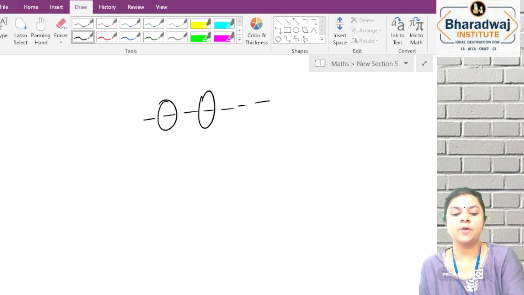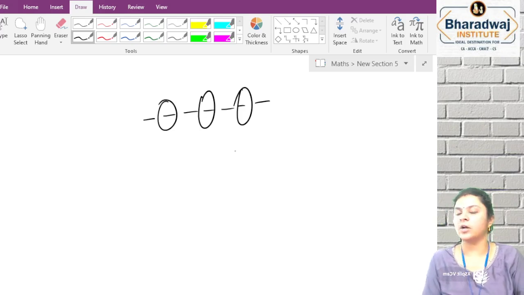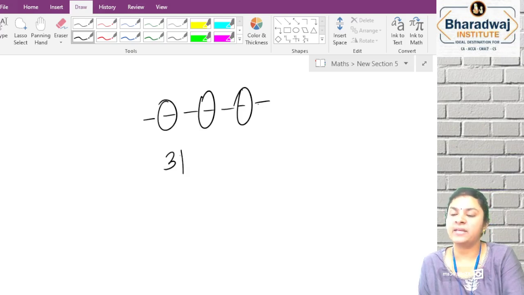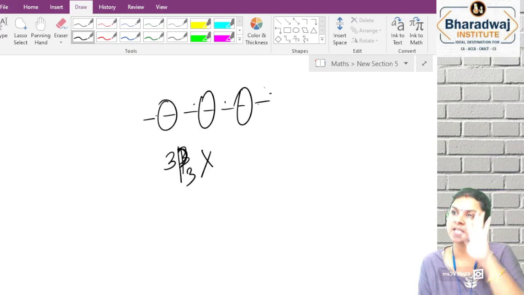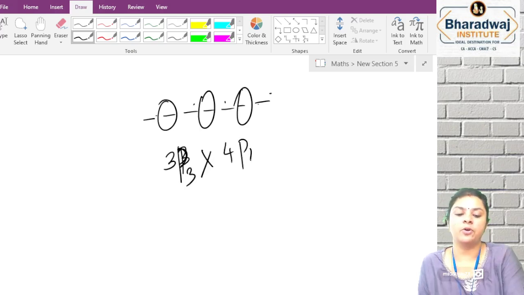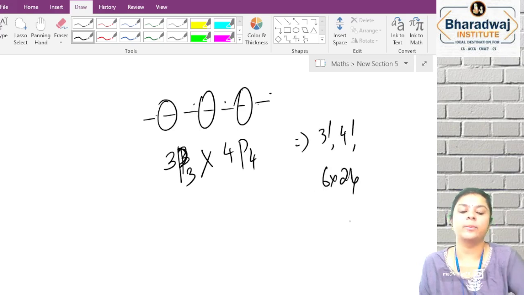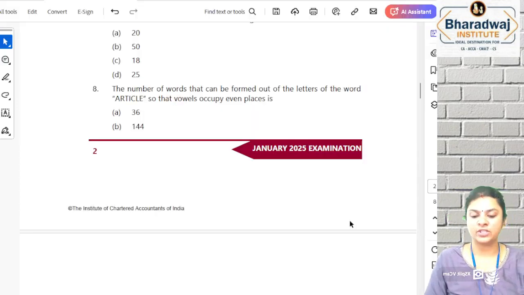Even places. How many vowels do we have? We have 3 vowels occupying even places. So in how many ways can 3 vowels occupy even places? 3P3 or 3 factorial ways. Into the balance 4 consonants, which have how many places? 4. So 4P4 or 4 factorial. So the answer is 3 factorial into 4 factorial, or 6 into 24, which is 144.